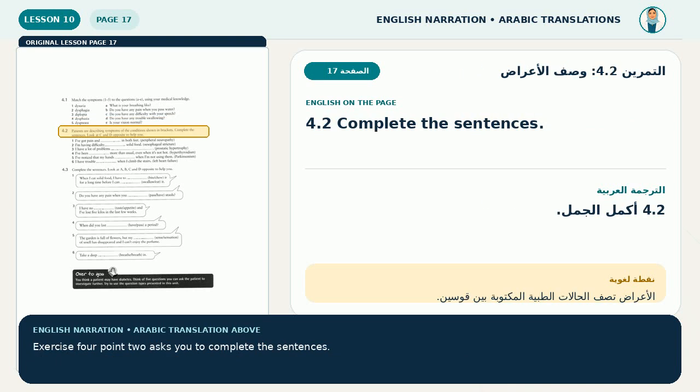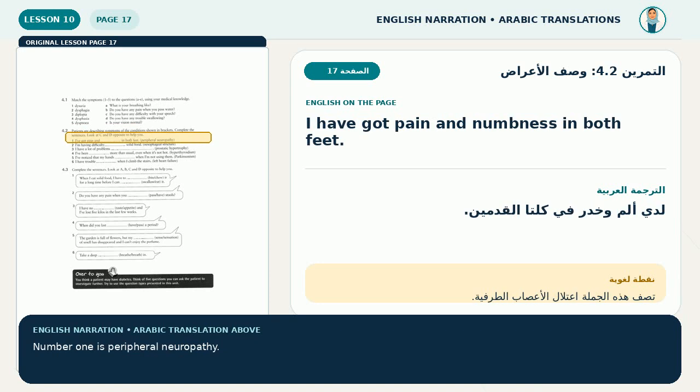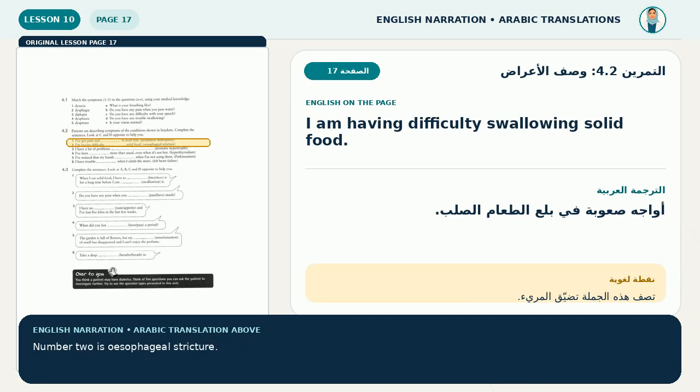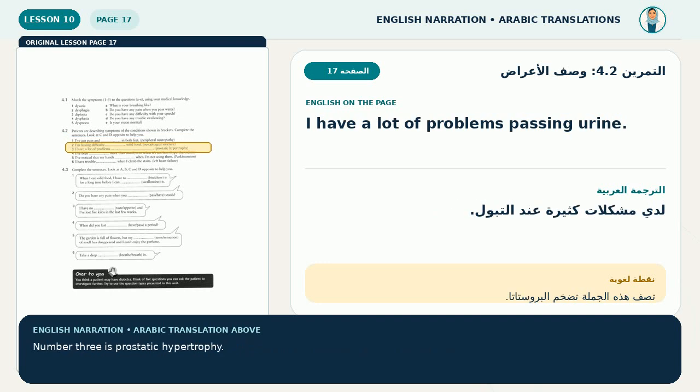Exercise 4.2 asks you to complete the sentences. Patients are describing symptoms of the conditions shown in brackets. Number 1 is peripheral neuropathy. The completed sentence is, I have got pain and numbness in both feet. Numbness means reduced feeling or loss of sensation. Number 2 is esophageal stricture. The sentence is, I am having difficulty swallowing solid food. A stricture is a narrowing, and the esophagus is the tube from the throat to the stomach.